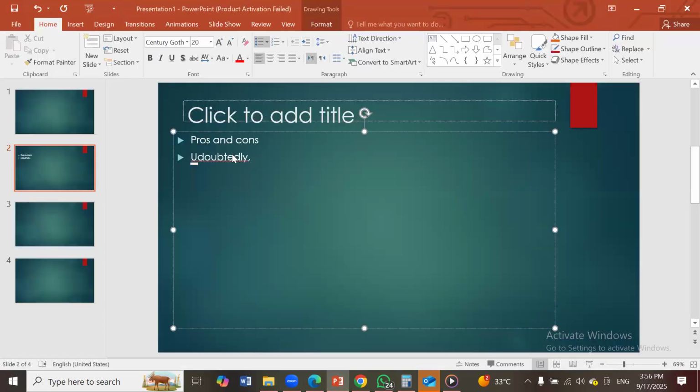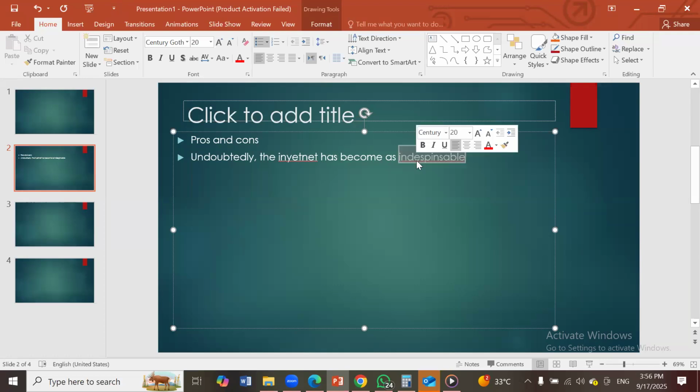Or undoubtedly, the internet has become an, you remember this word, indispensable part in our modern time or in our lives. Okay, I want you to make the first sentence strong and heavy, so try as much as you can to make it a passive one. Okay?